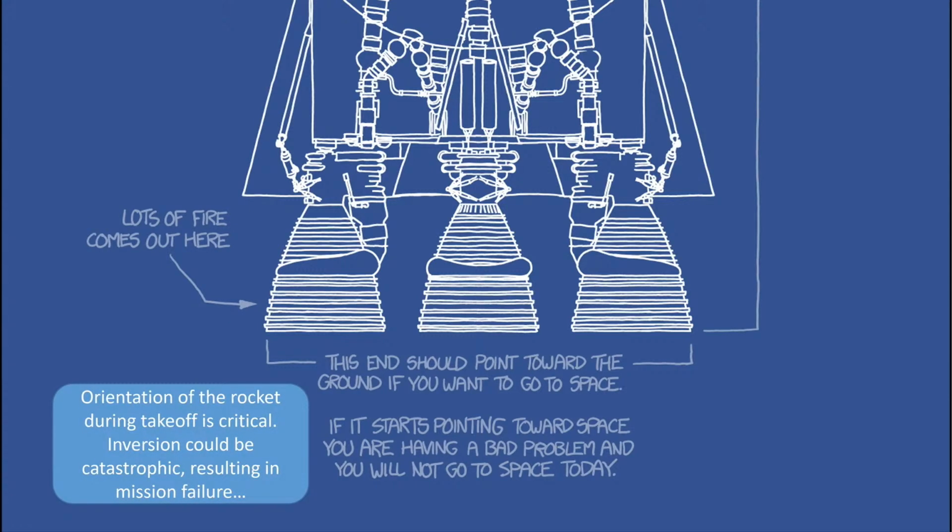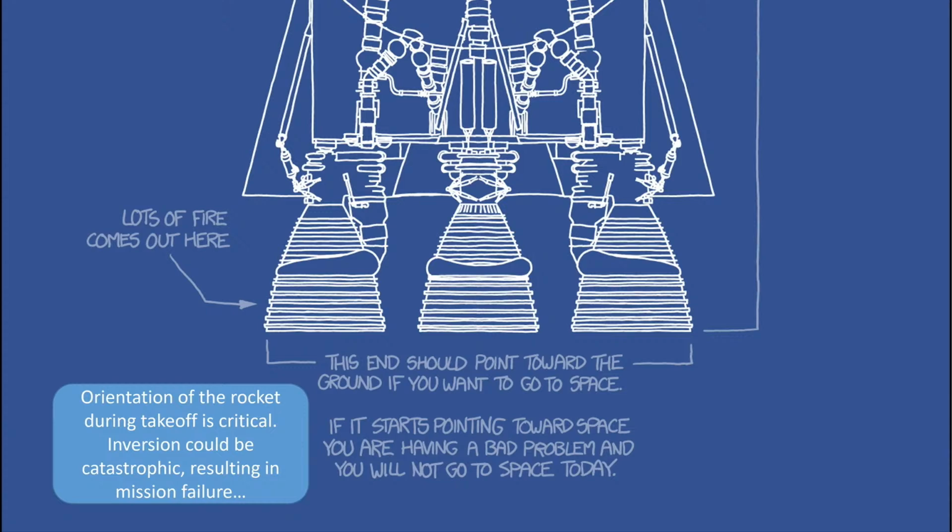I took a crack at imagining how we might write this more formally, just out of habit. So thinking something like, orientation of the rocket during takeoff is critical. Inversion could be catastrophic, resulting in mission failure, and so on. So sometimes we just kind of pick more complicated words out of habit. Yeah, I definitely think words like inversion, catastrophic are a lot more complicated, for sure. But it's interesting because something like a bad problem is also very clear.